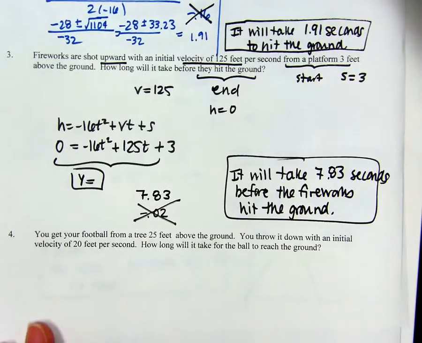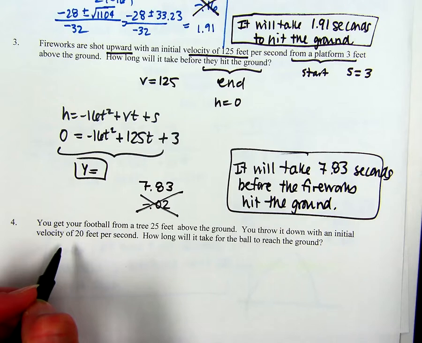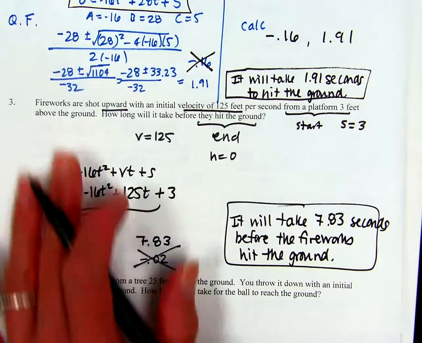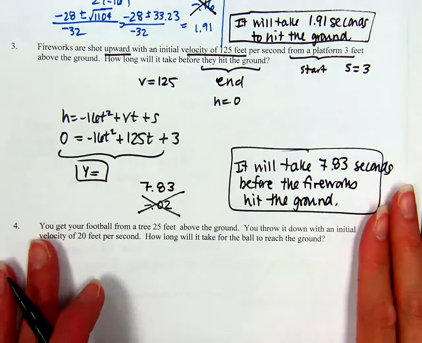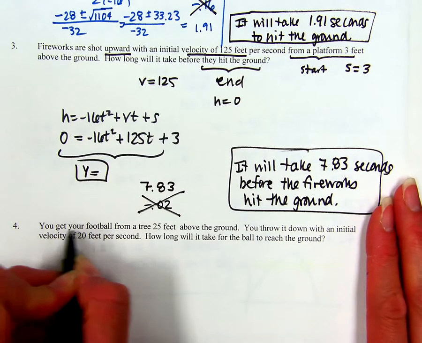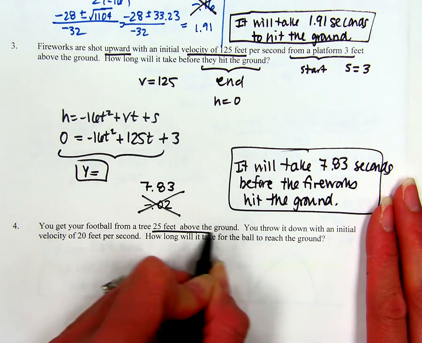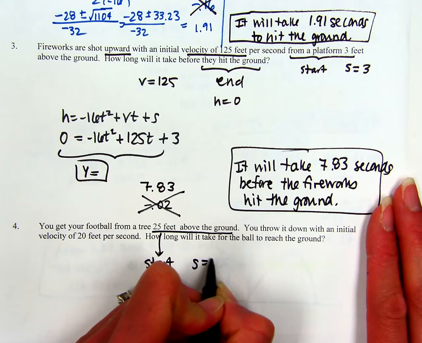All right, last problem. We'll use our calculator again. All right, again, if you don't have a graphing calculator, you're going to have to use the quadratic formula method. If that method makes the most sense to you, then do that method. All right, but I think this will be a lot faster. So we've got, you get a football from a tree 25 feet above the ground. So there's your starting, S equals 25.